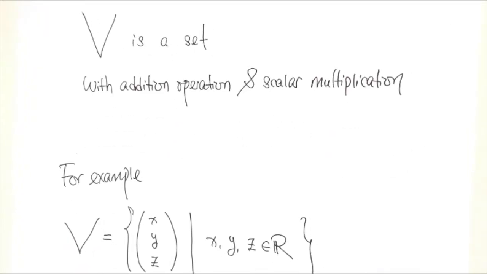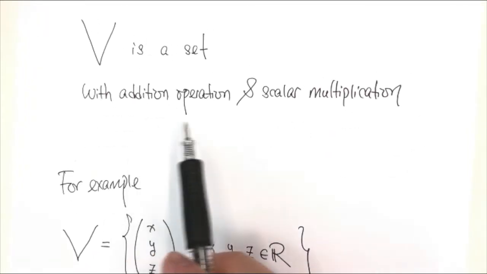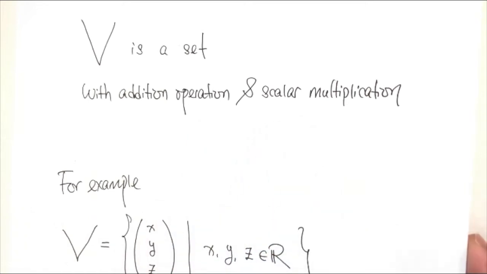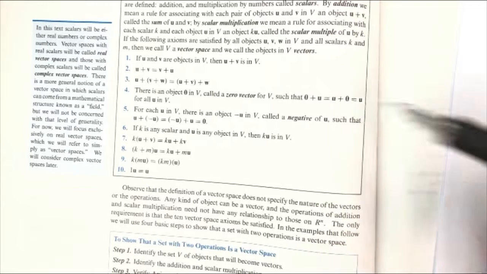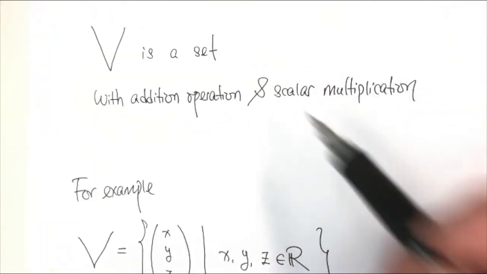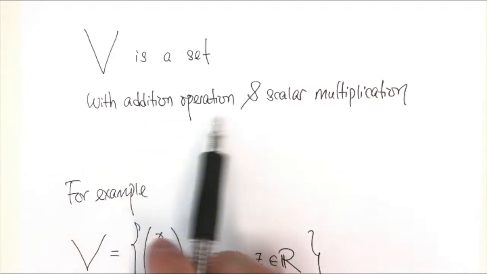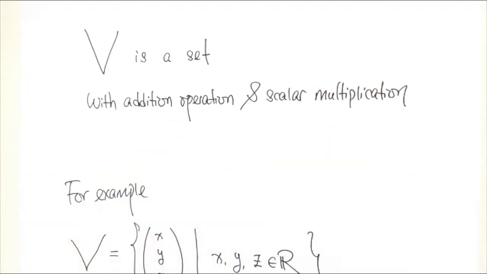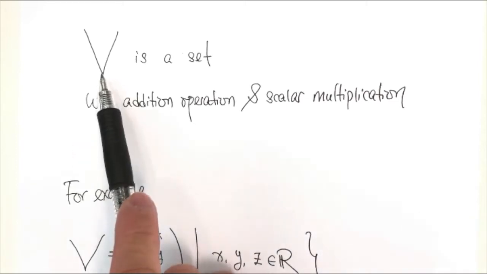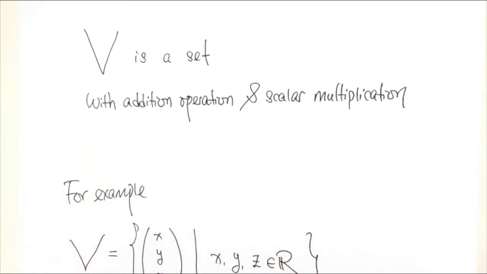Suppose you have a set V with addition operations and scalar multiplications defined on it. If all the objects in V satisfy all these 10 axioms, then we say that the set V equipped with these two operations forms a vector space. Once you have a vector space, elements that are in that vector space are going to be referred to as vectors.